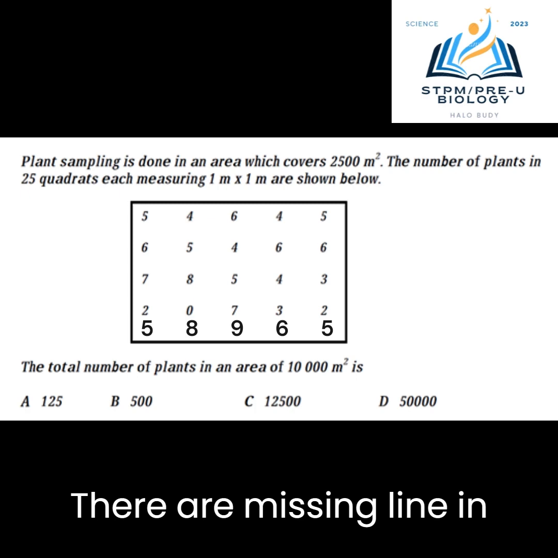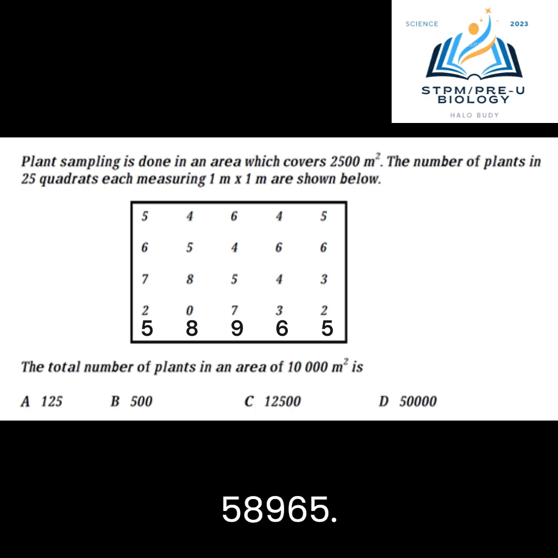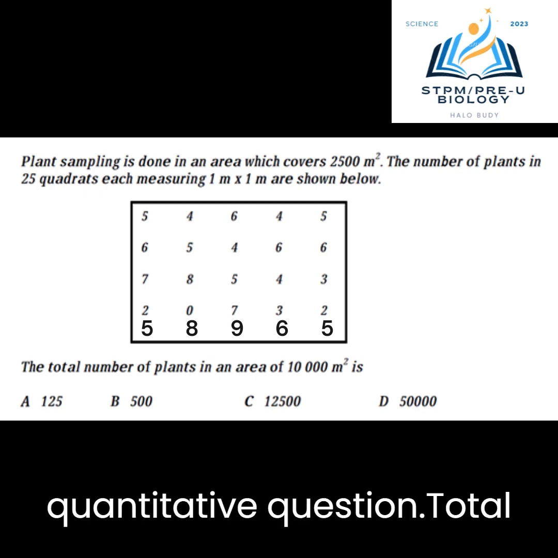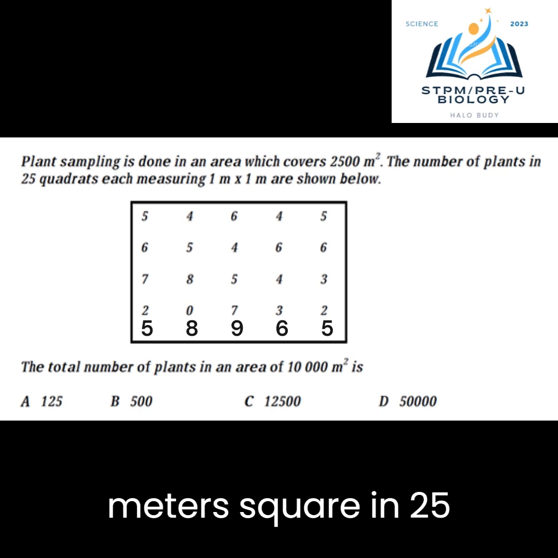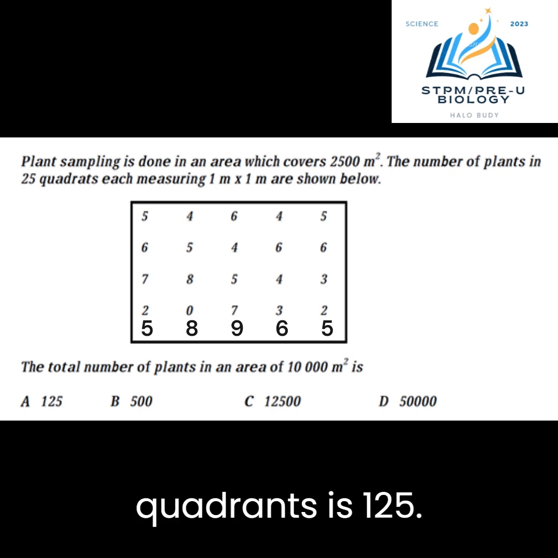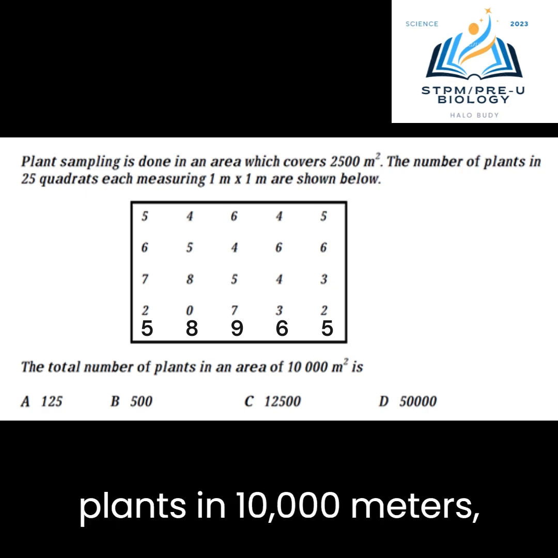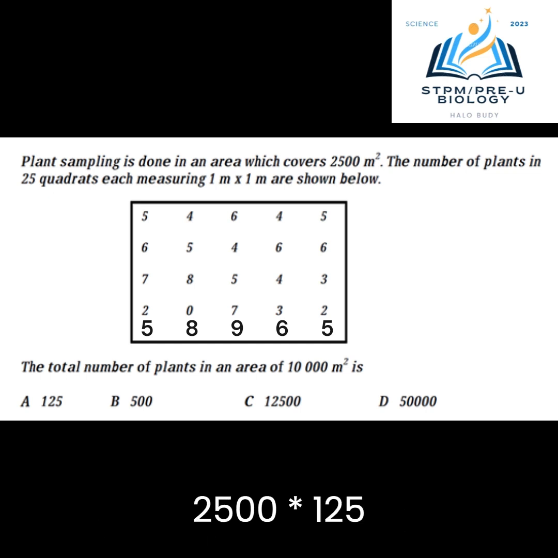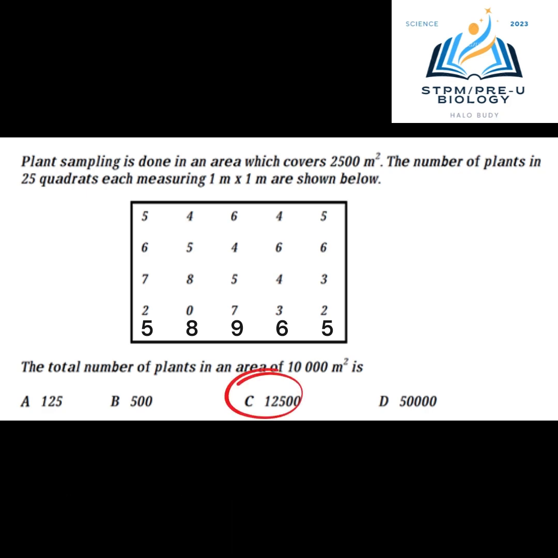There is a missing line in this question which contains the fifth horizontal line with 58965. This question is about a quantitative question. The total number of species in 2,500 square meters in 25 quadrants is 125. To calculate the total number of plants in 10,000 square meters, 10,000 divided by 2,500 times 125 gives 12,500. Hence, C is the correct answer.